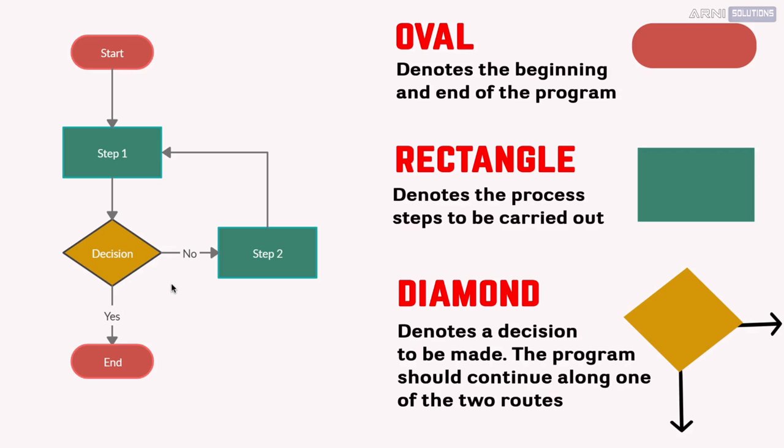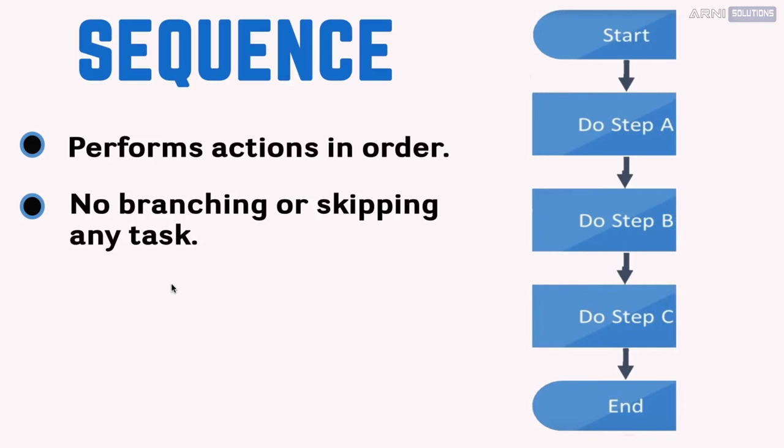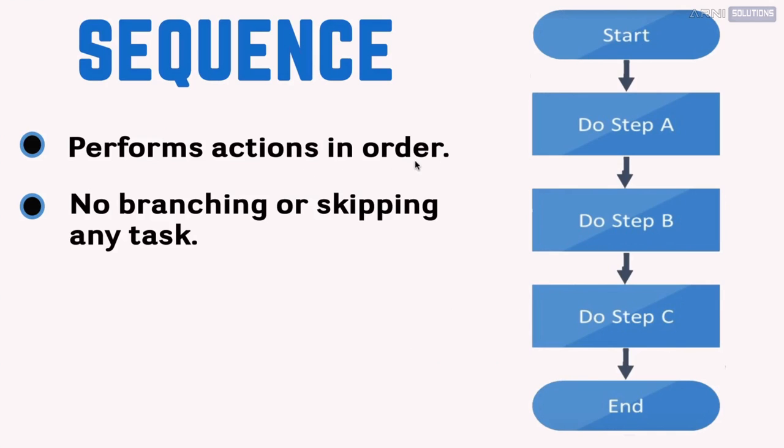So now we will try to understand our programs using these symbols. Let us first look at the sequence structure once again. So we know that in a sequence, actions are performed in order and there is no branching or skipping of any task. So we will begin with the start button and just go step by step until the sequence ends. So you see in this flowchart there are no branches, just step A, step B, step C and end.